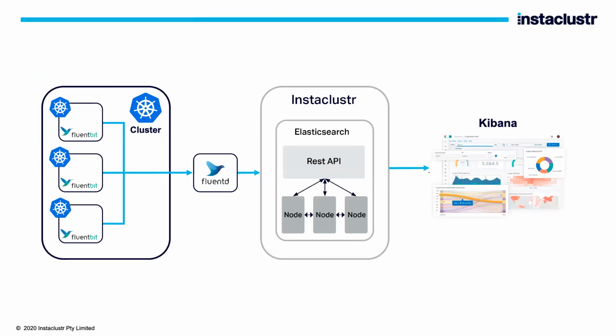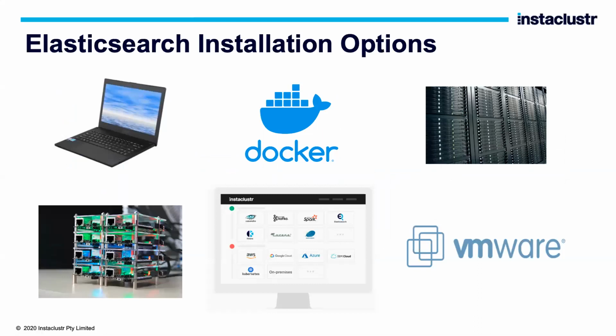And then Kibana. This is how it looks from an architectural perspective. You could have a Kubernetes cluster running, or it doesn't have to be Kubernetes, it can be a normal cluster. Then you can read your logs and push them into Fluentd, which can then push them into Instaclustr or your Open Distro Elasticsearch cluster. Once it's there, you can visualize those logs.